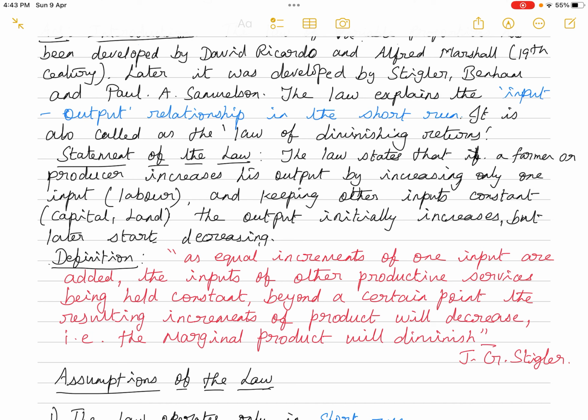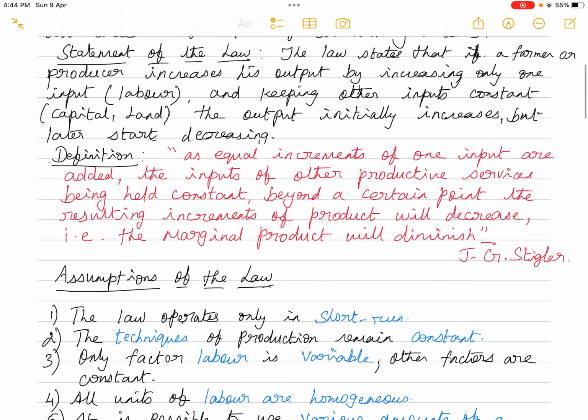Now the statement of the law. What does the law say? Just like the law of diminishing marginal utility, this law states that if a farmer or producer increases his output by increasing only one input, that is labor (for the sake of convenience I have taken only one input, labor), and keeping other inputs constant, that is capital and land, the output initially increases but later starts decreasing. This is what the law is trying to prove with the help of an illustration.